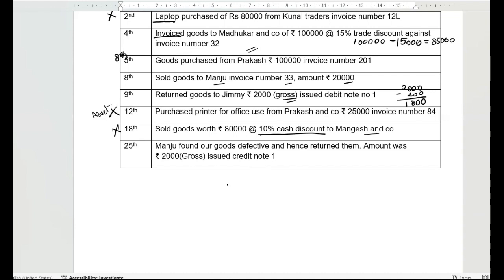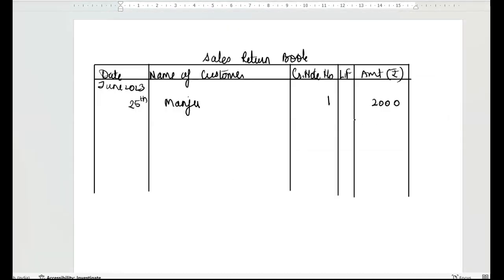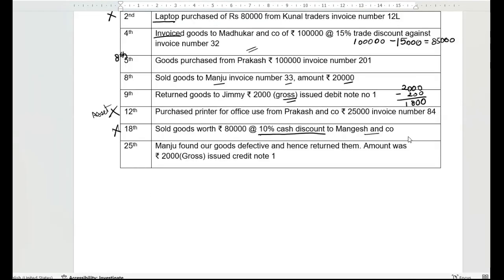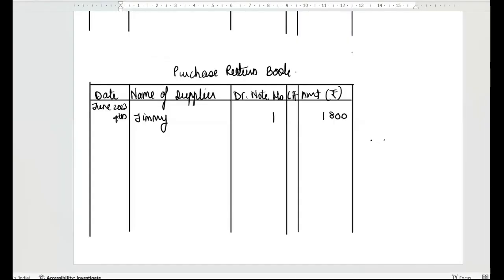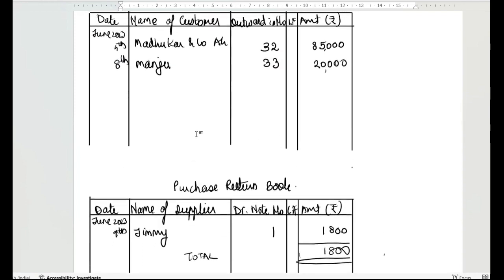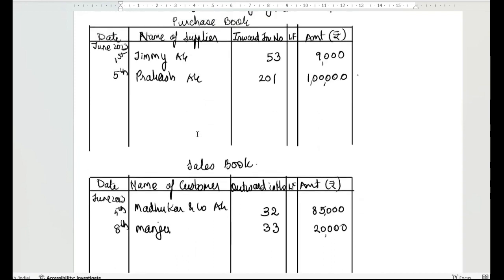Now that doesn't end the matter. What we are supposed to do is we have to close these accounts by taking a grand total of the month. So I just write here total or grand total, whatever you like, 2000. Same way, we are going to take the total of all the subsidiary books. Purchase return book also, I'm going to take the total 1800, and this I write here total. Here also purchase book and sales book, I'm going to write the total.